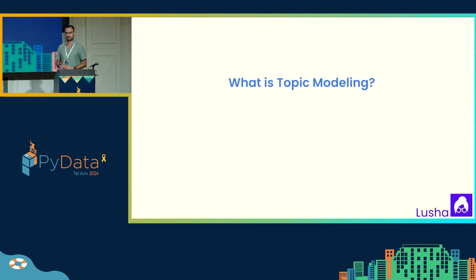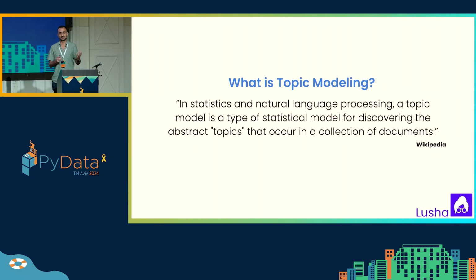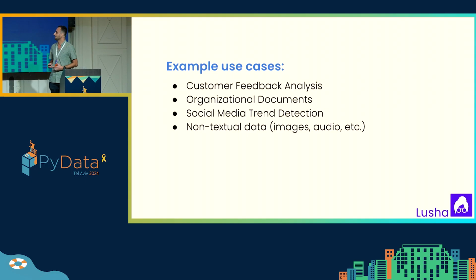So, what is topic modeling? Well, here is the definition from Wikipedia, but essentially, it's a process where you take a list of textual documents and you extract the main topics and the themes that occur within those texts. And there are many example use cases where topic modeling can be extremely beneficial. Here are just some examples.